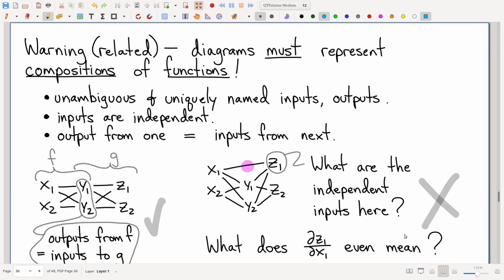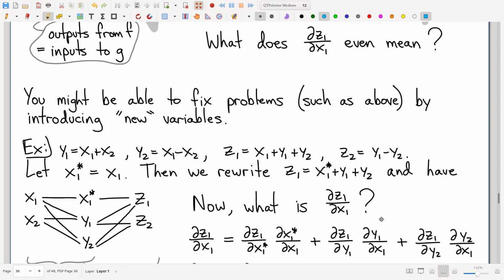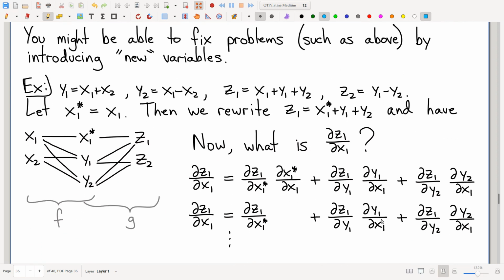I'm going to do that by calling my new variable x1 star. There's nothing magic about the star. That's just a notational tweak. The formula for x1 star is that it's x1, right? It's just x1. I do want it to be x1, I just need it to have a different name.